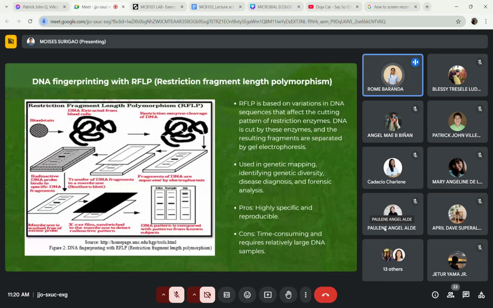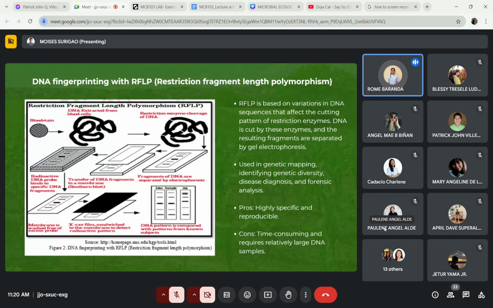So it is based on actual variations in DNA sequences that affect the cutting pattern of restriction enzymes, wherein the DNA is cut by restriction enzymes, and then results in fragments, ma-separate ng gel electrophoresis, and then i-transfer sa membrane, which is called southern blotting, i-incubate with labeled probes, and then ma-visualize with X-ray imaging.